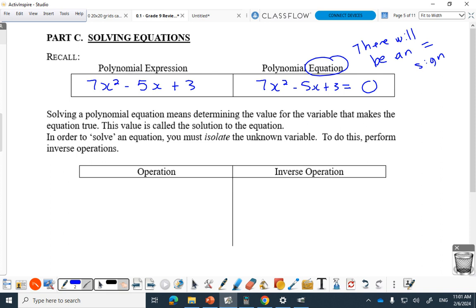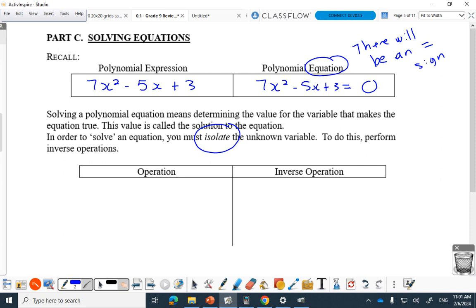Now, solving a polynomial equation means determine the value for the variable that makes the equation true, and that value is called the solution. In order to solve an equation, you must isolate. Did you hear that word? They're supposed to have beat you to death with it in grade 8 and grade 9. Isolate the variable. Means get the variable by itself. If they didn't beat you to death with it, that's okay. I'm going to reteach it here in just a second. To do this, perform inverse operations.